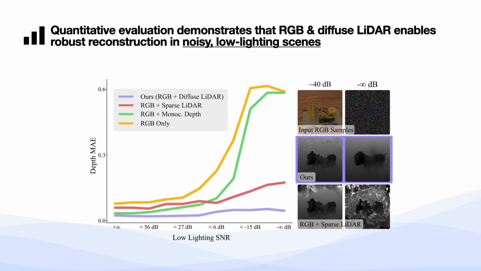We additionally demonstrate in simulation that our RGB and diffuse LiDAR fusion technique can enable robust reconstruction in noisy, low-lighting scenes. Specifically, we find that our technique, as you continue to add noise to an image, can dynamically shift from using RGB cues to the diffuse LiDAR cues. Unlike our baseline techniques, which are unable to reconstruct the scene using RGB cues alone, or like our sparse LiDAR baseline, which doesn't have sufficient depth understanding to reconstruct effectively, particularly when RGB images contain no useful cues.